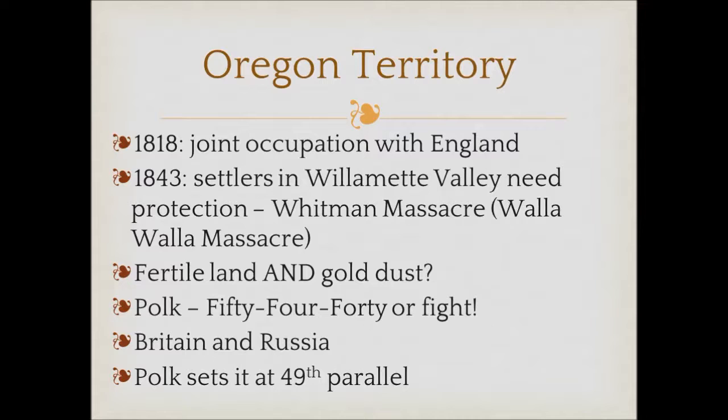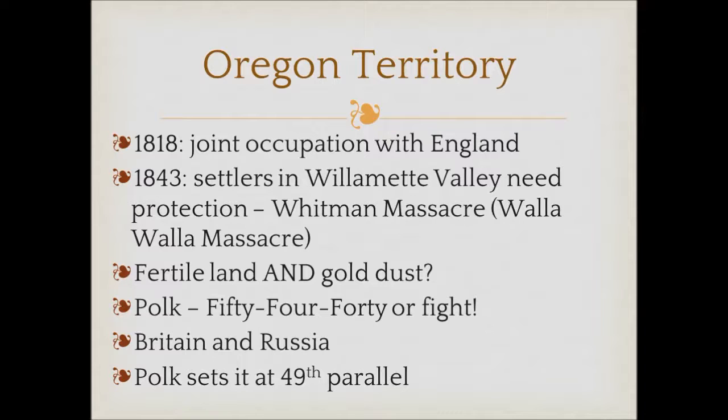then somebody discovered gold in Oregon. And so now you have a large group of people that meet the numerical qualification to become a state, and they want to be a state. You've got really fertile land in Oregon. That's why Britain wanted it. And now you have gold. Heck yeah, President Polk's going to jump right on that, and he creates this slogan called 54-40 or fight.